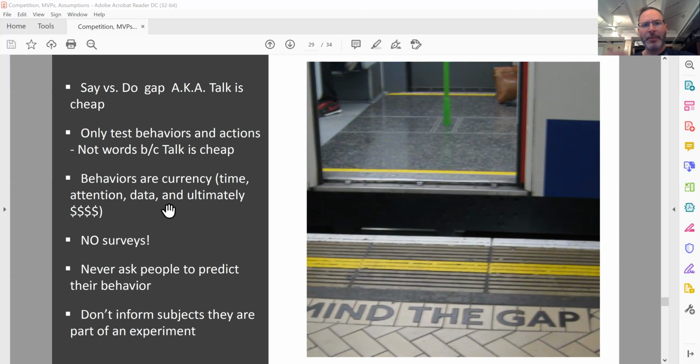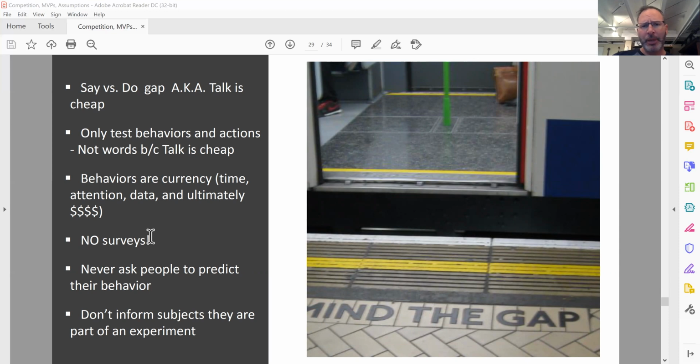Ultimately, as a business owner, the currency you're going to try to aim for is some type of value exchange where they pay you for the thing that you're going to do. But they may not be ready to do that right away, and you might not be ready to take the money. Important, don't do surveys, because surveys oftentimes are fraught with bias.